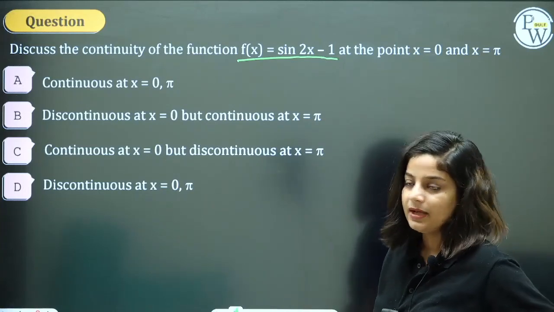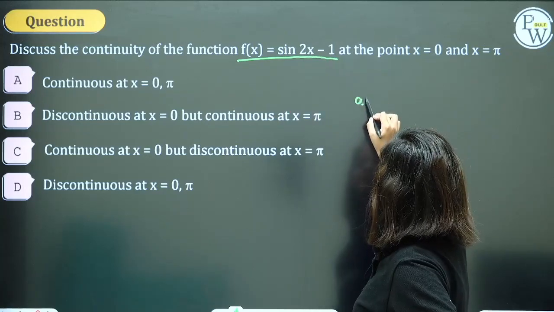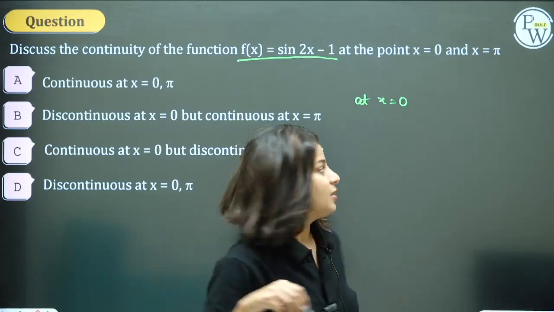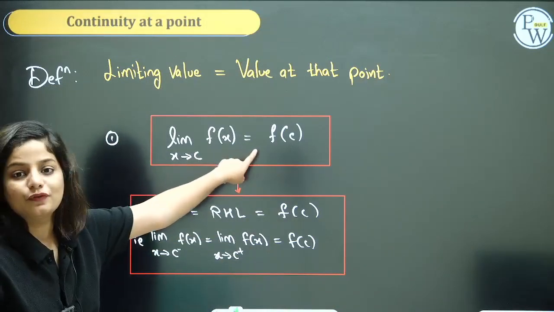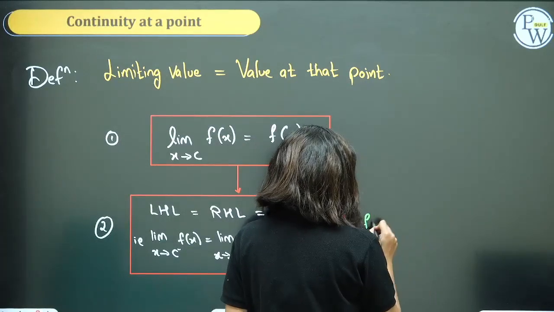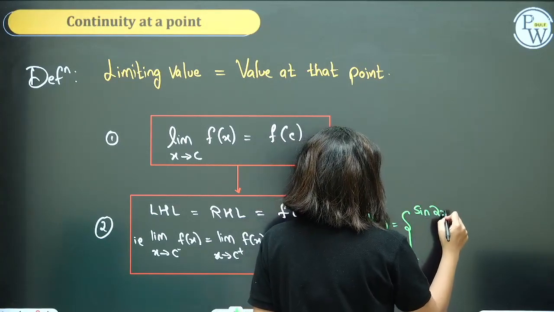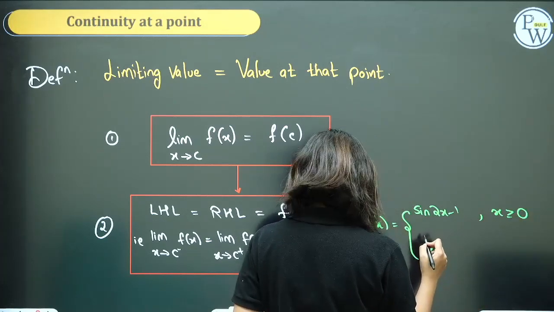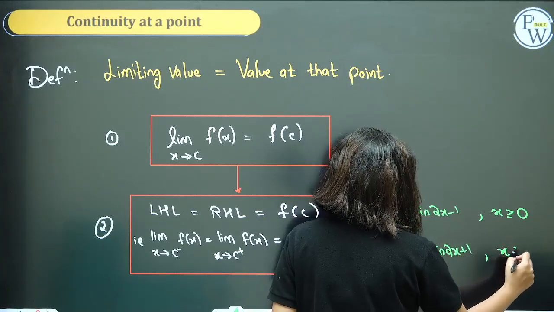Different options. So firstly, it's a linear function. When I check at x is equal to 0, which formula will I use? Ma'am, I'm going to use the first formula, not the second formula. Second formula will be used when your question is, let's say, given in the form f of x is sine 2x minus 1 when x is greater than equal to 0 and f of x is sine 2x plus 1 when x is less than 0.